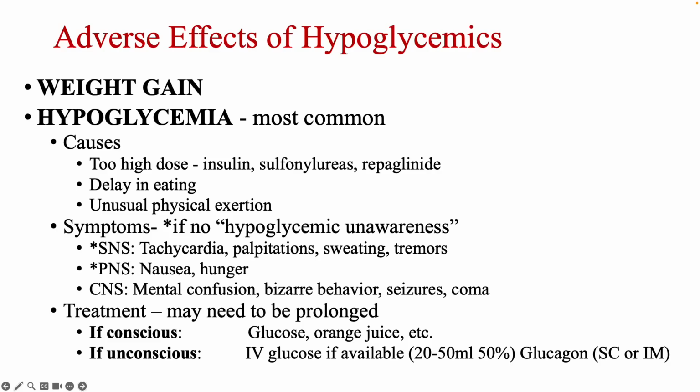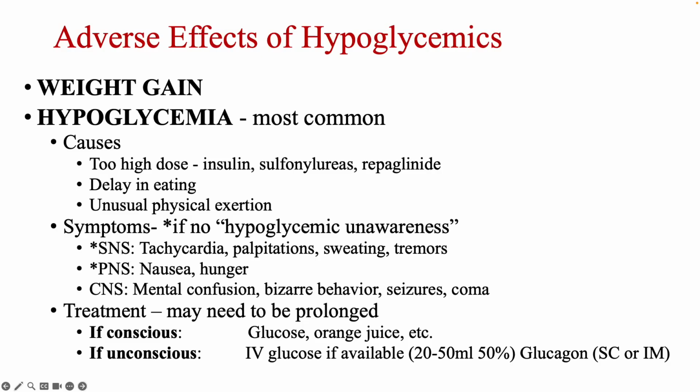Glucagon is the opposing hormone to insulin. But I'll tell you, most of the time, a hard candy does the trick. Now, if they're unconscious in my office, then intramuscular glucagon. Or if they're in the hospital, usually IV glucose.